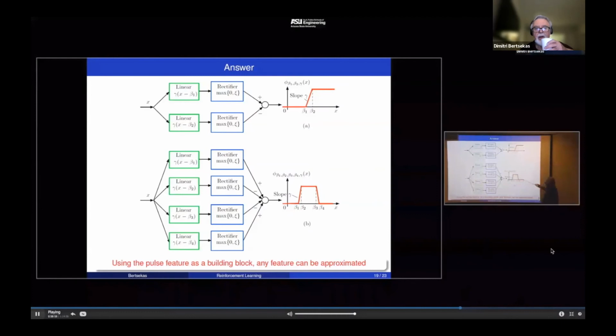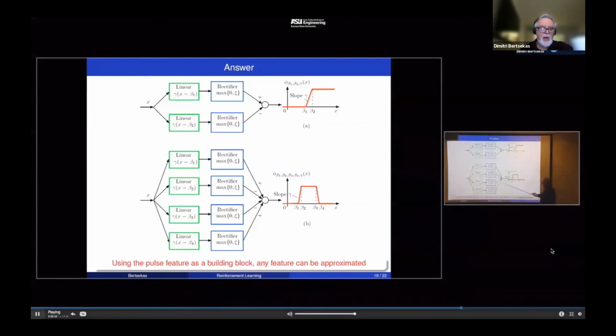And now if I take this one and take another one, shift it to beta 3 and beta 4, like so, I'm going to construct this pulse feature. Okay, let's go through this again. X goes through a linear layer that consists of 4 units here, with parameters beta 1, beta 2, beta 3, beta 4, and a common slope. You can play with the slope, but I have a common slope here for simplicity.